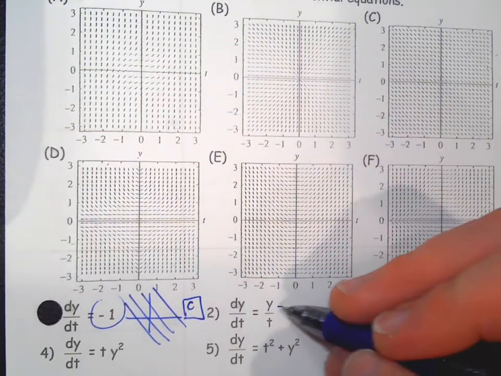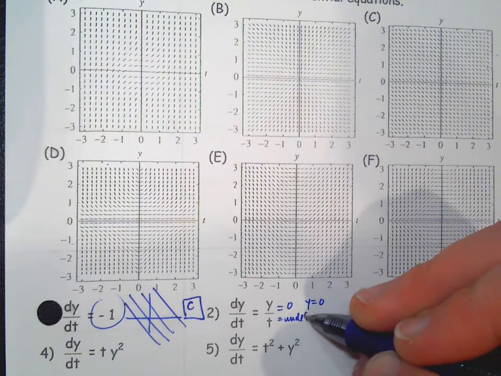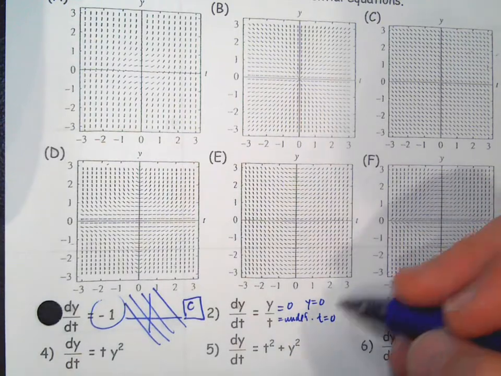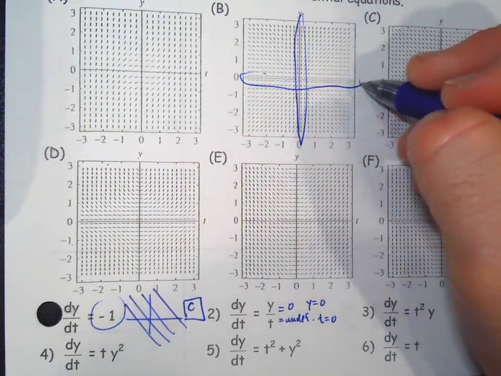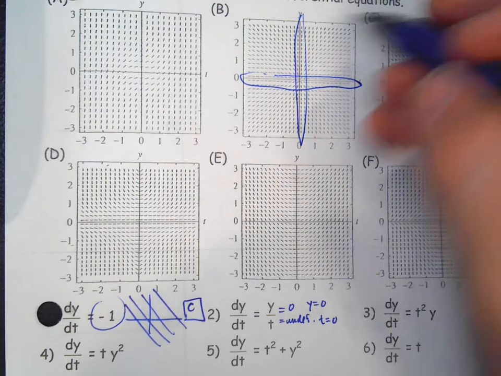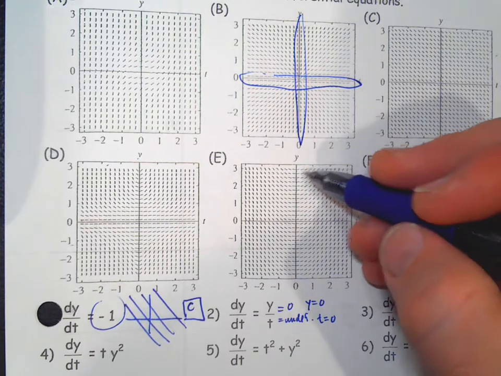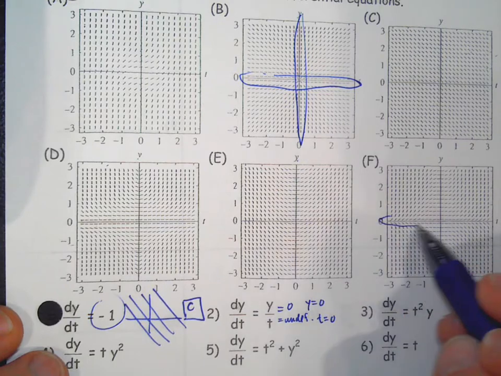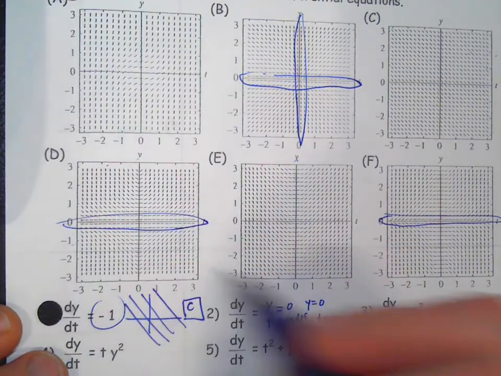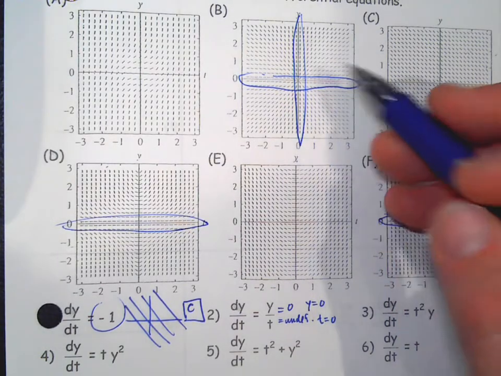This one equals 0 when y equals 0, equals undefined when t equals 0. So y equals 0 is the horizontal axis. This kind of looks like that. Is there another one that's like that? These look like 0 slopes and 0 on both axes. So this one looks like it has 0 on the horizontal, but this is the only one with undefined on the vertical. So I think we've got to go with B.